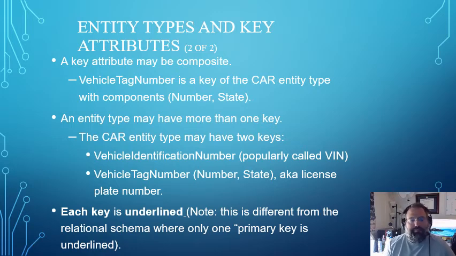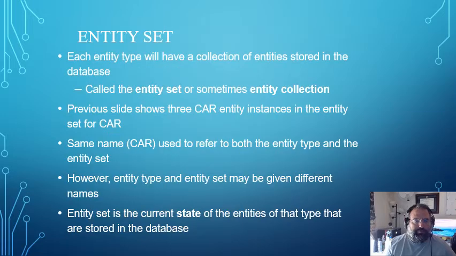An entity type may have more than one key. A car entity may have two keys. For example, it might have VIN, a vehicle identification number, popularly called a VIN, and it may have a vehicle tag number, which is the license plate that's put on the front of the car. Each one of those would be unique. You're primarily going to pick one of them as the key. A key is underlined. Note this is different from the relational schema where only the primary key is underlined. So primary key versus key, two different things, but generally speaking, a primary key will be a key, and you identify one of them, and for performance reasons, that's the one you're going to pick.